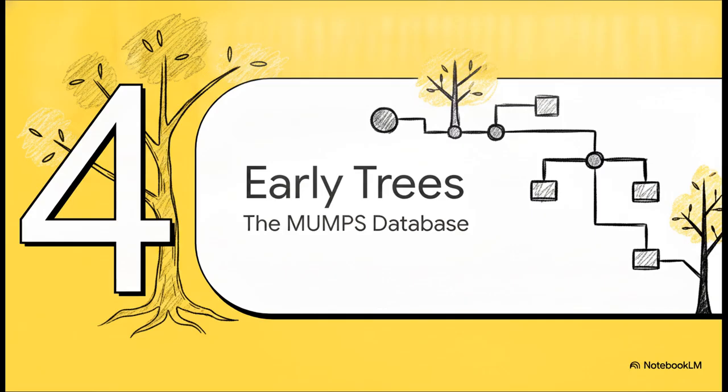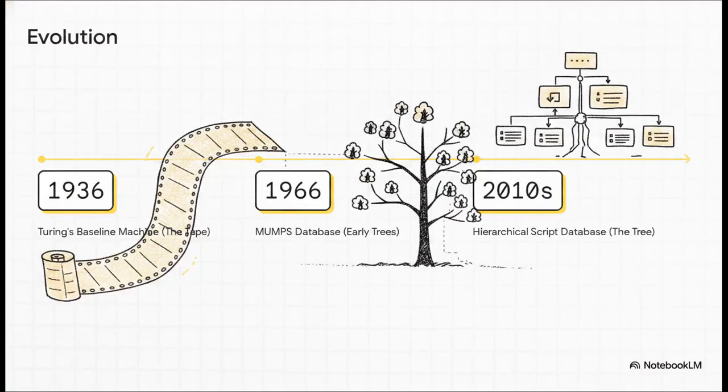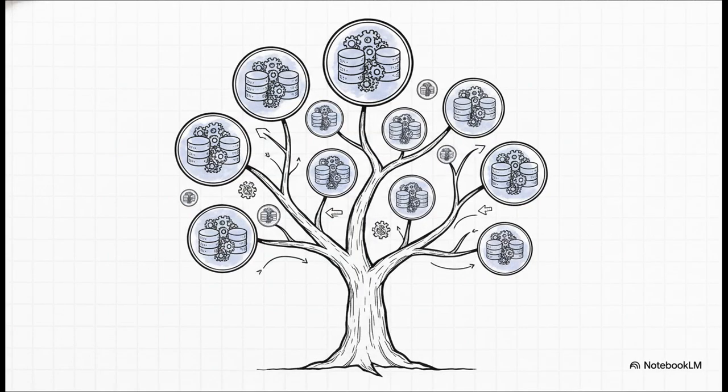Section 4, Early Trees, the MUMPS database. Let's see how this evolution builds across our timeline. We started with Turing's tape in 1936, right? Then, amazingly, right in the middle in 1966, we had the MUMPS database, an early implementation of the tree. And this directly sets the historical precedent for the modern hierarchical script database that really emerged in the 2010s and 2020s. MUMPS, which was developed at Massachusetts General Hospital, was absolutely decades ahead of its time.